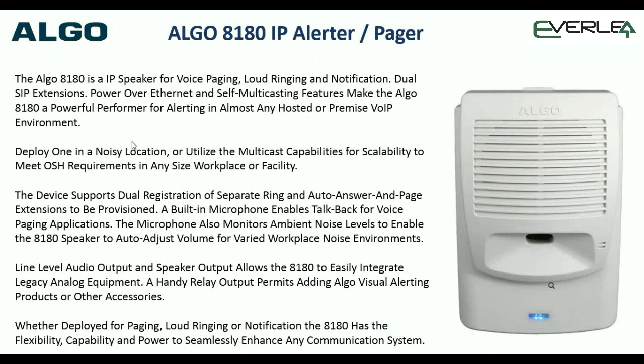The 8180 has a dual function, with two SIP registrations. One we can use as an alerter and one for paging. Let's go through the alerting first. Basically, as an alerter, it can be set up, for example, as a loud bell.